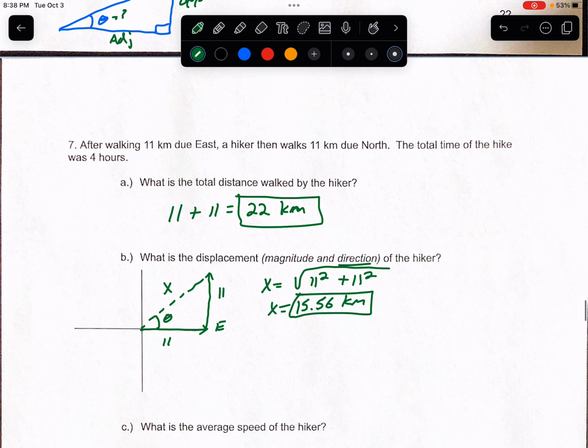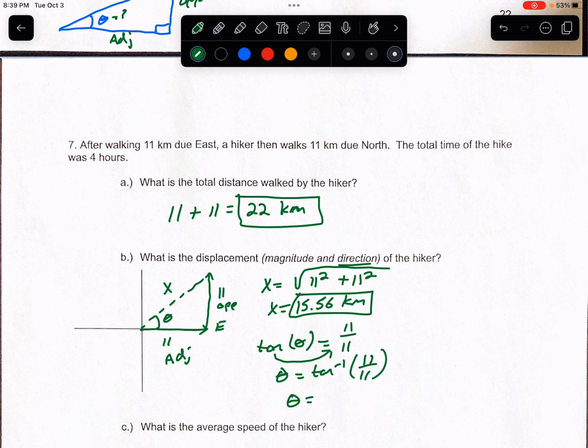Now we need to find our direction. I was given my opposite and I was given my adjacent. The only function that uses opposite and adjacent is inverse tangent. So tangent of your angle, which we don't know, equals opposite over adjacent, so 11 over 11. We're going to bring that tangent over. The only time you're ever going to use inverse is if you need to find an angle. If you already have it, you're never going to use it. Just keep that in mind. So when I bring that tangent over, it becomes inverse tangent of 11 over 11. Make sure you're in degree mode.